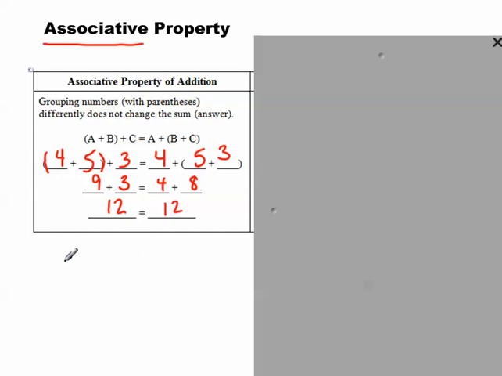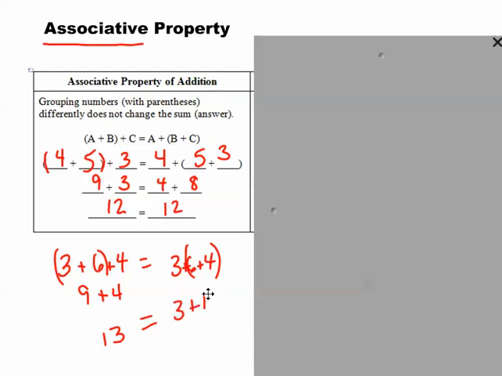So let's do a different one. Let's say 3, 6, and 4. So I've got my problem here. I'm going to add each one of them. But let's say I put the parentheses here. But over here, I'm going to put my parentheses here. So this is 9 plus 4, which is going to give me 13. And this is 3 plus 10, which is still going to give me 13. All right, so it doesn't matter how I group them.